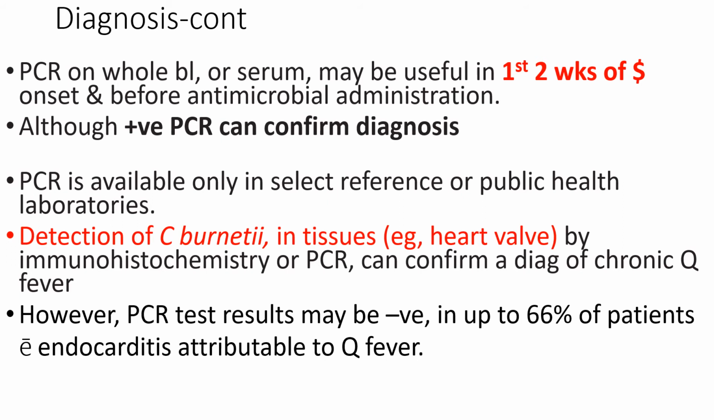Diagnosing using PCR is good, and a positive PCR can confirm diagnosis, although it is found only in a small number of labs. Detection of Coxiella in tissues, e.g. heart valve, by immunohistochemistry or PCR can confirm diagnosis.